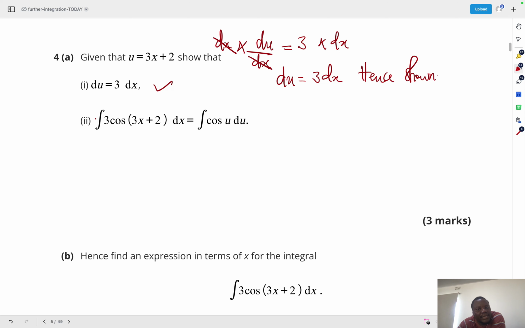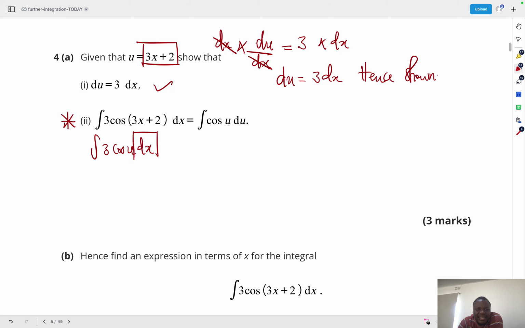Now remember, they now say find the integral of 3 cos of 3x plus 2 dx. Now this one I like, because it's what we call integration by substitution, but I'm not going to go into details of what integration by substitution is. I just want to solve this question using algebra. Since we've been told that u is this, it means what we're going to have, if you just look at it, is 3 cos u and then dx.